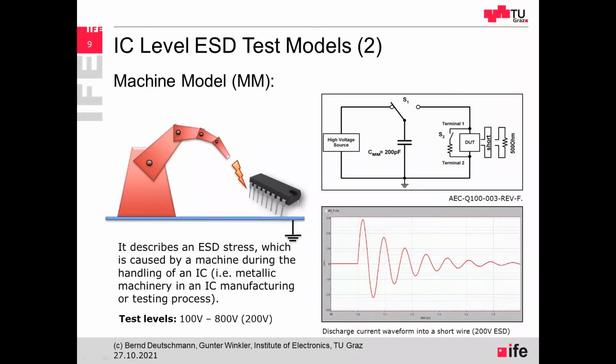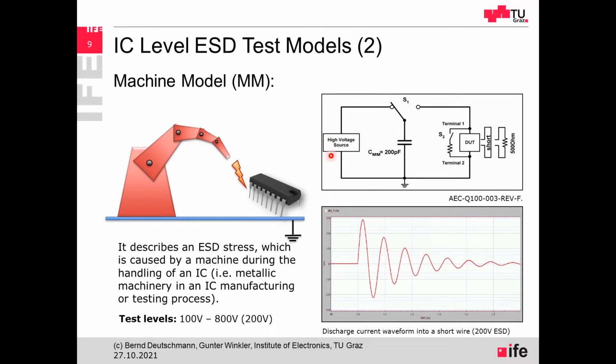So next there is the model for the machine model. This is not used that often anymore. The basic principle is the same. So we have a capacitor. The typical capacitance of such a machine is 200 picofarad. At least it was standardized with 200 picofarads.